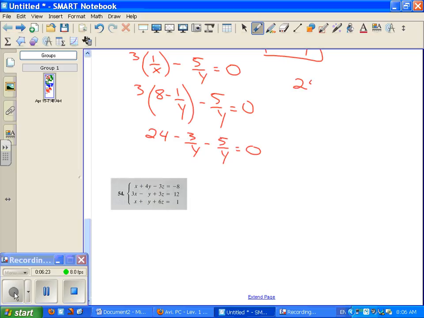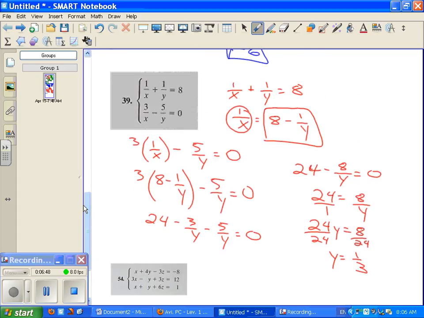So now I've got 24 minus 8 over y equals 0. That's 24 equals 8 over y. Cross multiply. 24y equals 8. Divide both sides by 24, and y comes out to be 1/3. Nice. I thought that was a lot easier than a little substitution thing.